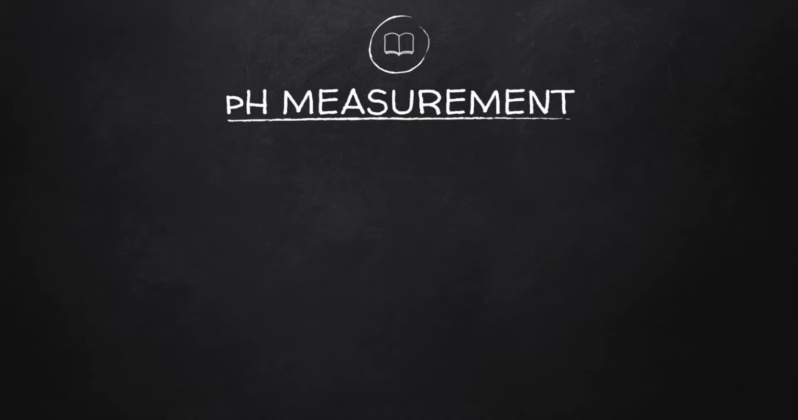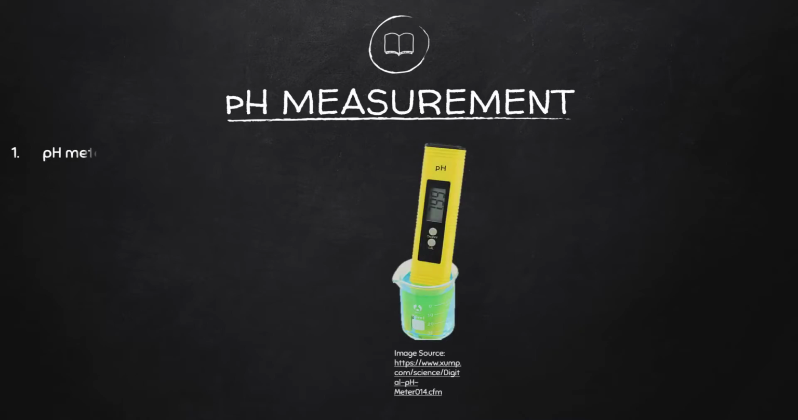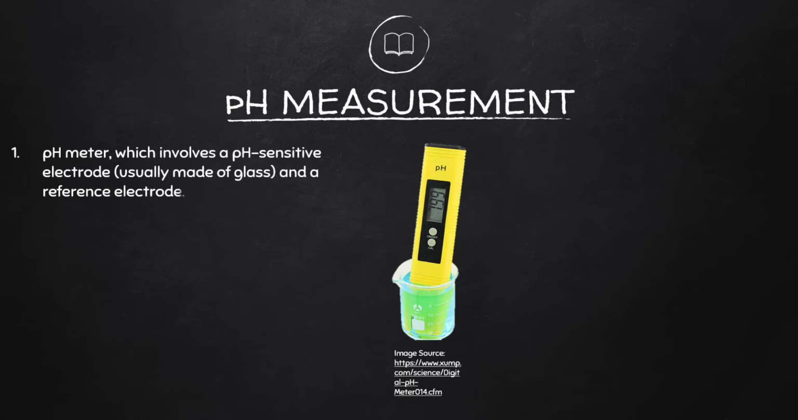How do we measure pH? There are basically three types of measurement of the power of hydrogen. The first one is using the pH meter, which involves a pH-sensitive electrode, usually made of glass, and a reference electrode. This is what we will demonstrate in this video.